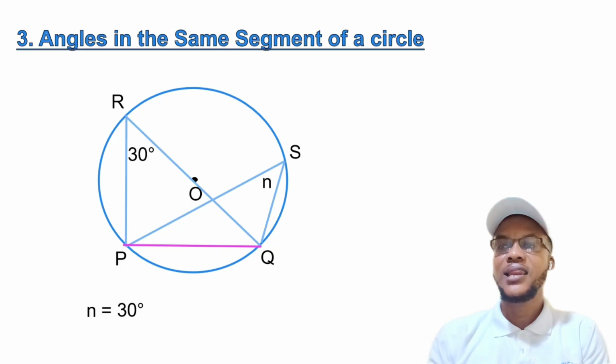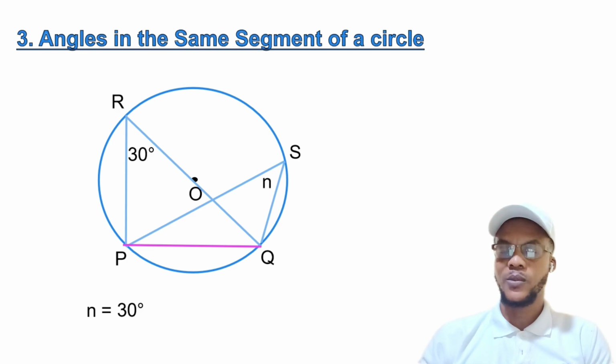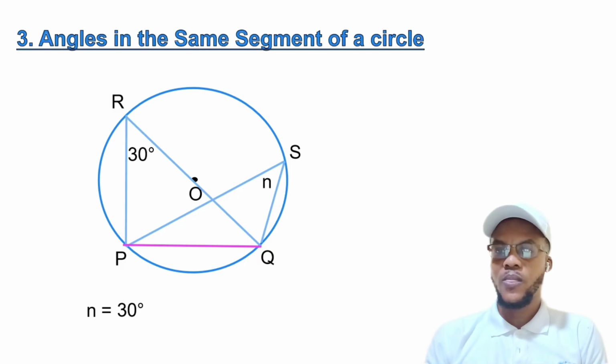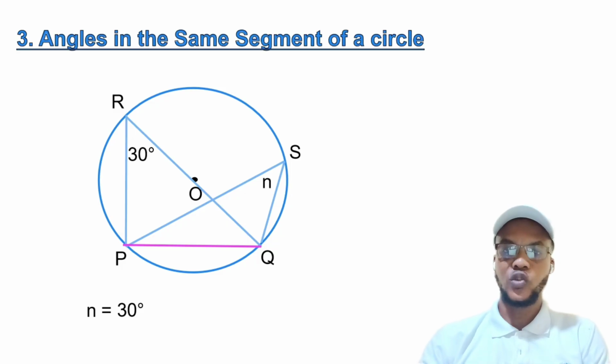All right, if that is the case, then let's quickly look at how we will use our software, that is GeoGebra, to confirm that indeed angles having the same chord in the same segment are equal. So let's proceed and use our software as well.